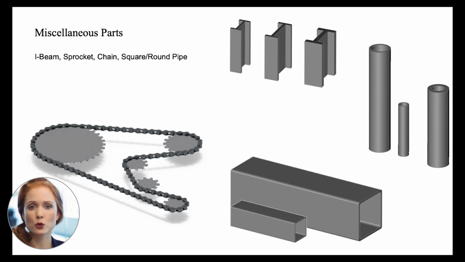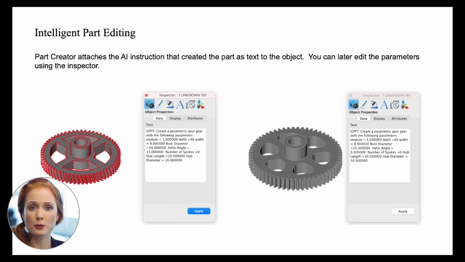The application supports ISO, ACME, metric, trapezoidal, and general threads, enabling you to enhance your designs with an array of smaller yet essential mechanical components such as chains, sprockets, I-beams, and pipes, all crafted through Part Creator's highly configurable parametric approach. Watch this category grow as more training data is integrated.